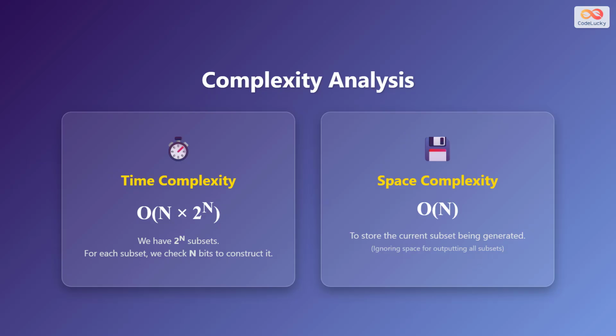Now for the complexity analysis. The time complexity is big O of n times 2 to the power of n. This is because we generate 2 to the n subsets, and for each subset, we iterate n times to check the bits. The space complexity is big O of n to store the current subset being generated, assuming we print them immediately and don't store the entire power set in memory at once.